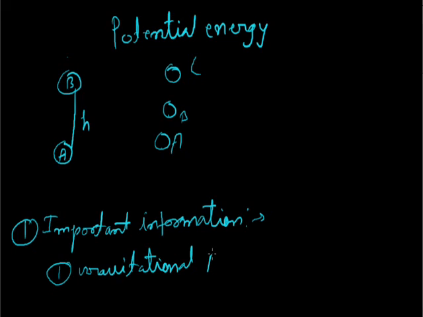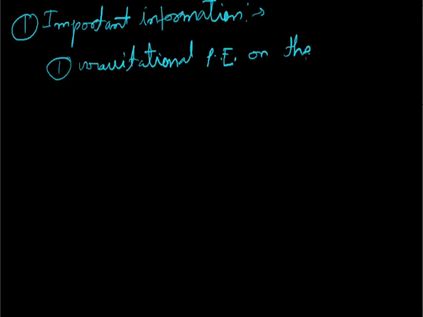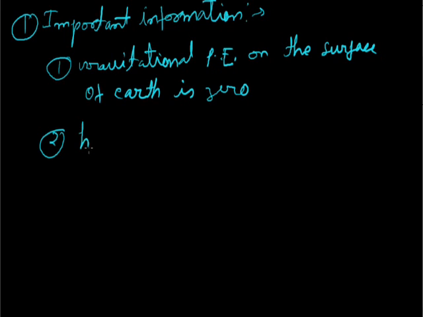Gravitational potential energy on the surface of Earth is zero. Second one, gravitational potential energy of a body increases if the body moves upward. Height increases, then potential energy increases.